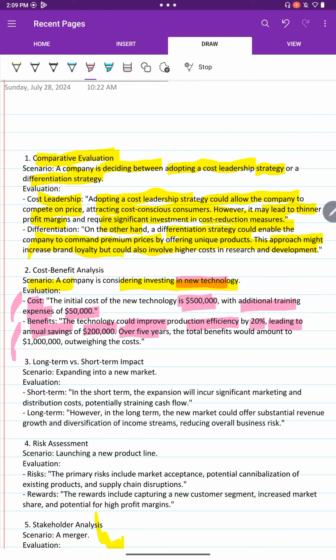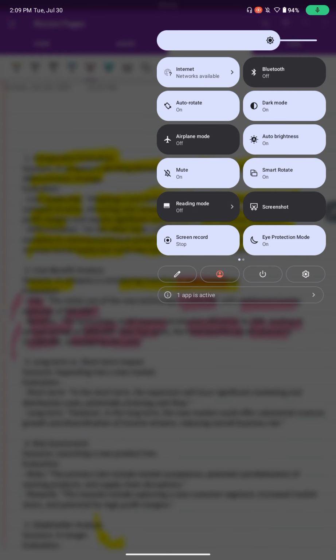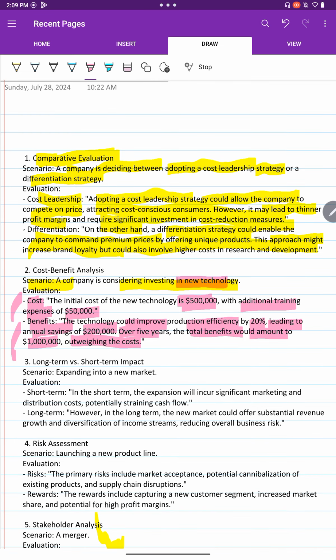So over 5 years, the total benefits would amount to 1,000 outweighing the cost. So here, as you can see, in this example I compare the cost and benefit with each other.